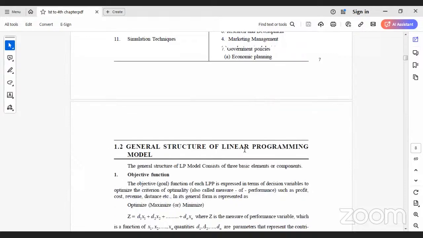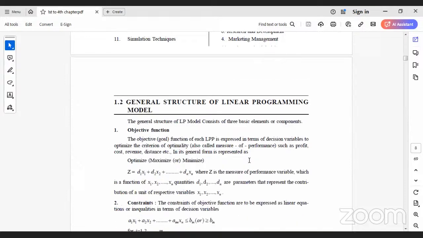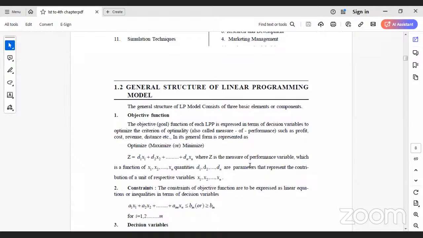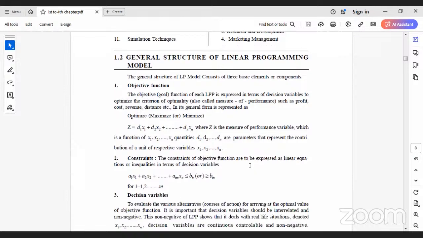Okay. So the general structure of linear programming, they will ask in the short problems, maybe here. The general structure of an LP model consists of three basic elements or components. First is the objective function. The objective function of an LPP is expressed in terms of decision variables to optimize the criterion of optimality, called the measure of performance, such as profit, cost, revenue, distance, or anything else. So the general form is represented as optimize, maximum or minimize.